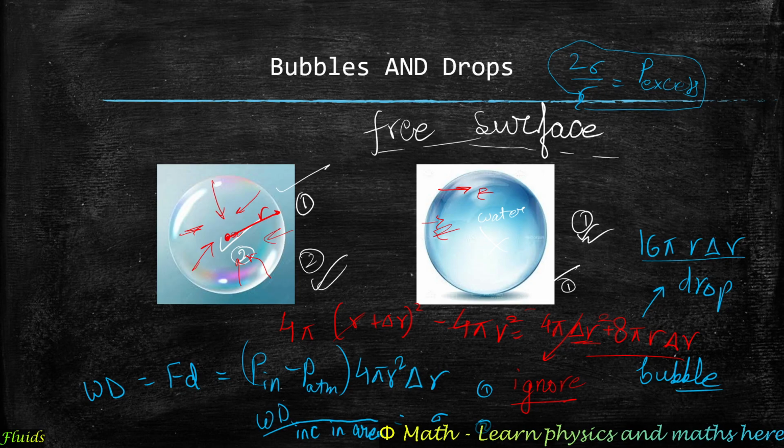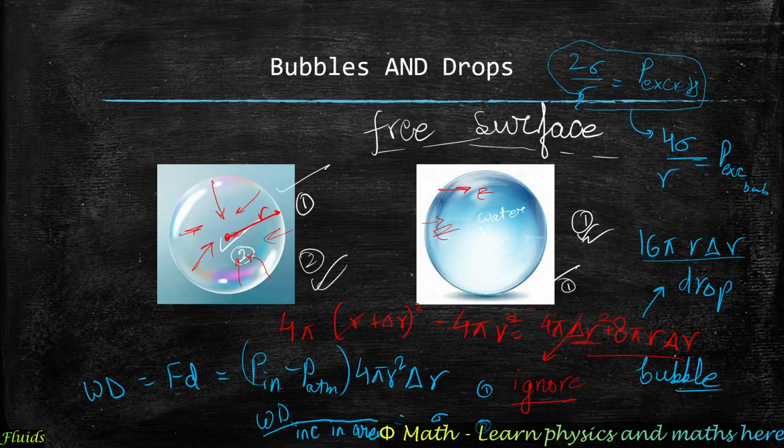Okay, so from here we can see that for the bubble it would be double, so 4 sigma by R would be the excess pressure for the bubble. So why doesn't the bubble blow up?